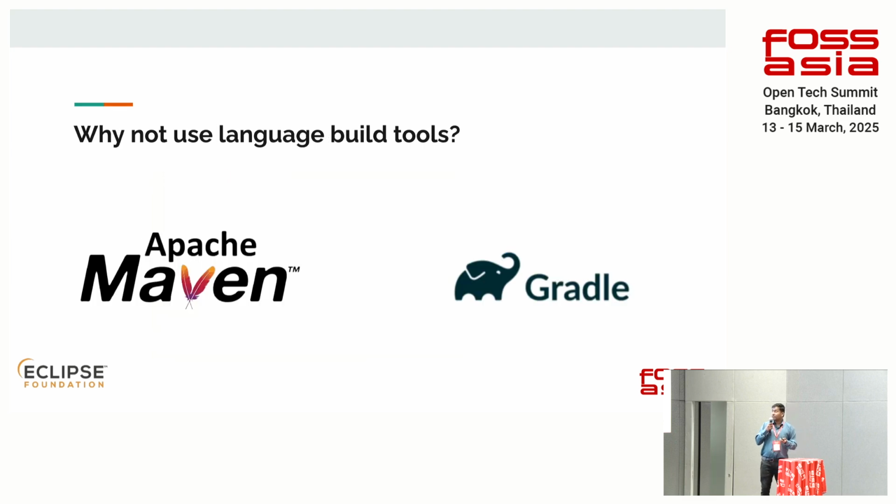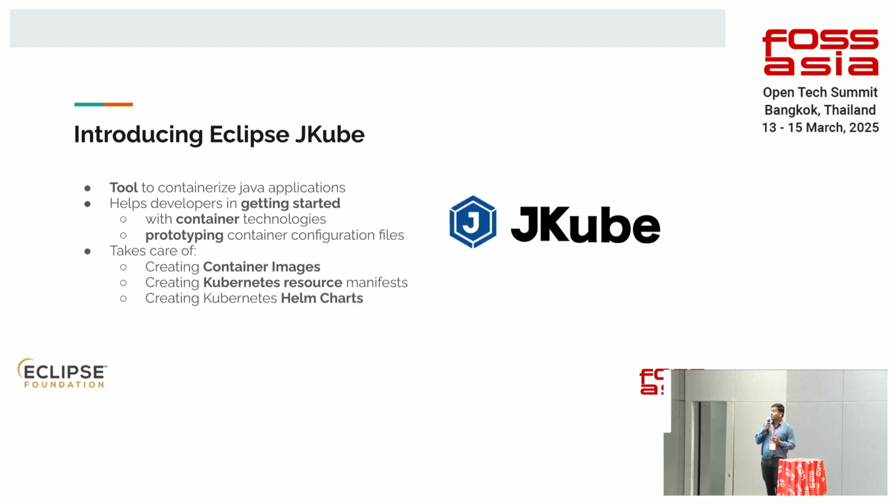We developers have been using our build tools to package the applications into jar or war files. So why don't we use the same build tools to containerize the applications as well? This is where Eclipse JKube comes in. It's a tool for Java developers to containerize their applications into container images and also to deploy them to Kubernetes. It helps Java developers get started with these container technologies. It's really opinionated in nature, and it's great for prototyping things. Certainly, when you're working with these technologies, you definitely need to know how they work.